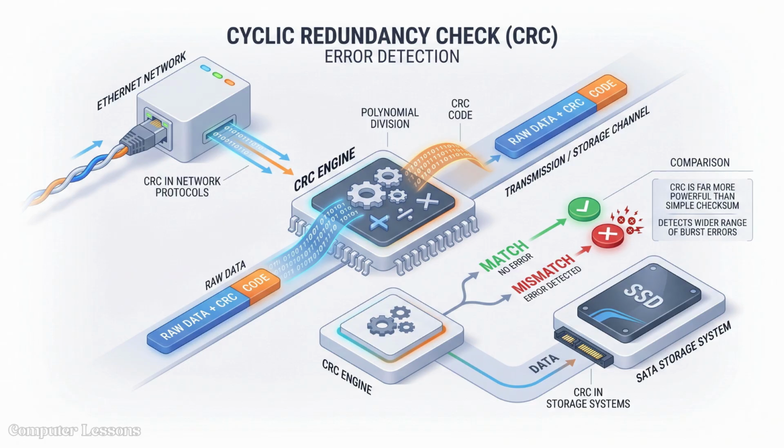Cyclic Redundancy Check, or CRC, uses polynomial division to generate a unique digital fingerprint for a block of raw data. This method is far more powerful than a simple checksum because it detects a wider range of burst errors. Network protocols like Ethernet and storage systems like SATA rely on CRC for hardware-level error detection.